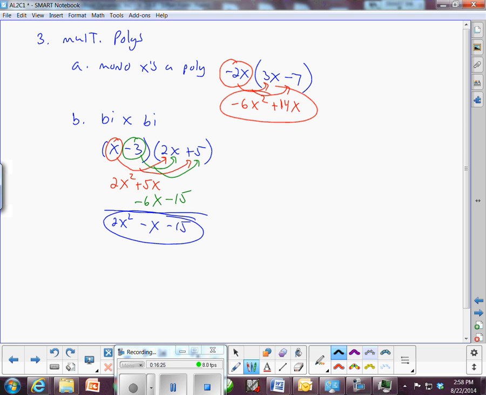Here, I'll use my stars. Oh, didn't get the right one. There we go.